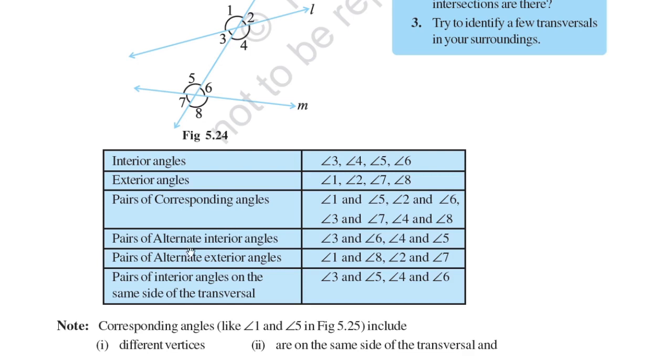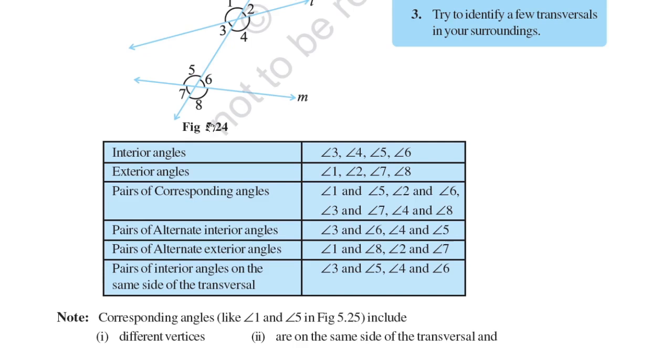And alternate interior angles: you can see 3 and 6, 4 and 5. And alternate exterior angles: 1 and 8, and then 2 and 7. And after that, a pair of interior angles on the same side of the transversal. So you can see 3 and 5, and then 4 and 6. So 3 and 5 and 4 and 6 are the pairs of interior angles on the same side of the transversal.